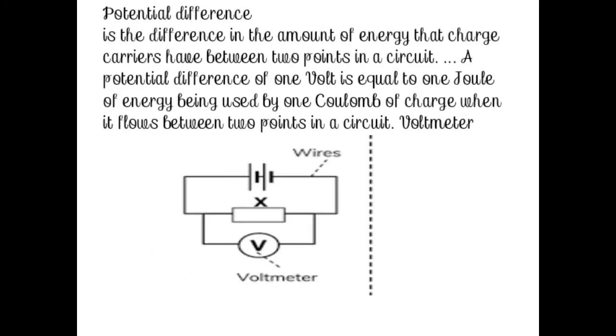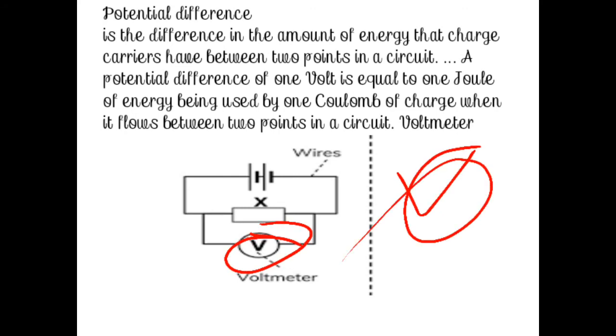So we'll be moving to potential difference or voltage. What is potential difference? This is the difference in the amount of energy that charge carriers have between 2 points in a circuit. A potential difference of 1 volt is equal to 1 joule of energy being used by 1 coulomb of charge when it flows between 2 points in a circuit. The voltmeter is the instrument used to measure potential difference or voltage. The unit for potential difference or voltage is the volt, abbreviated by capital V.